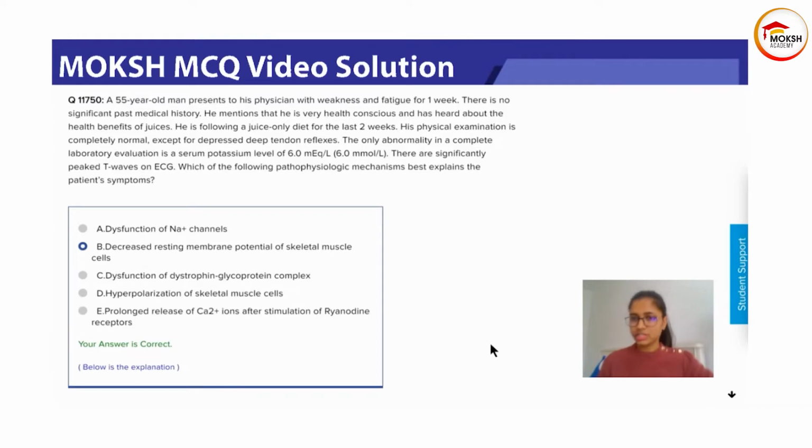In hypokalemia, when you have low potassium outside of the cell, potassium is going to go out of the cell, basically. So it's going to cause hyperpolarization of skeletal muscle cells, and that's why D is not the answer. D will be the case in hypokalemia.